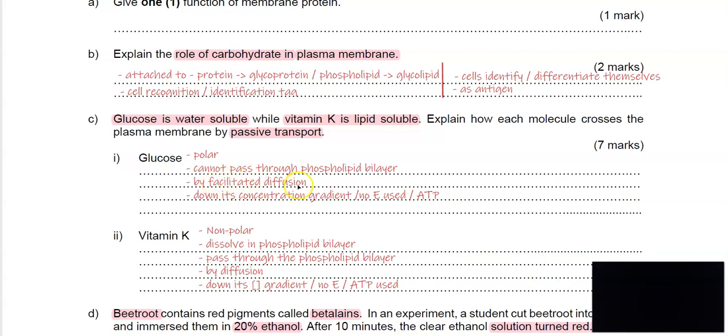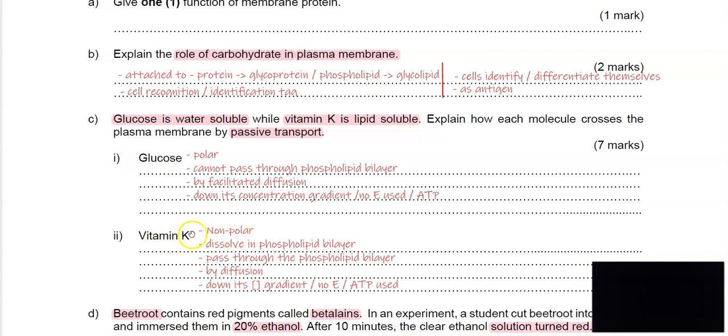Okay, so please add one more point, where to cause glucose to enter into the cell, it uses a carrier protein or glucose co-transporter. Okay, and then the movement, because it is passive transport, will be from high glucose concentration to low glucose concentration, or down its concentration gradient, and no energy or ATP is used during the process.